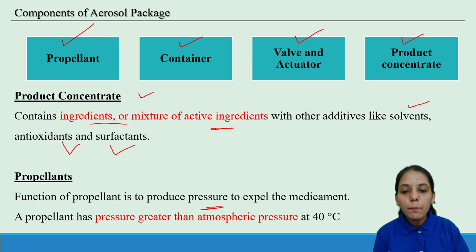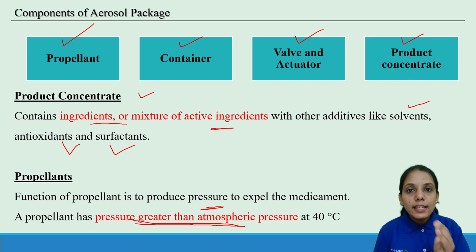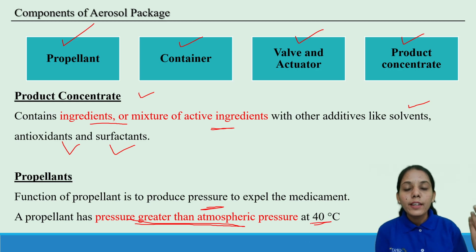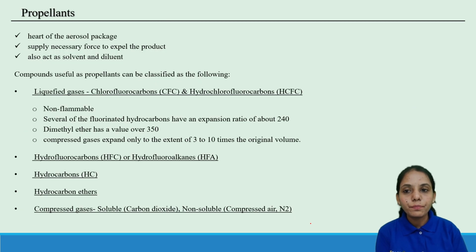A propellant has a pressure greater than atmospheric pressure. Very important, remember, propellant, since it is inside the container, is having higher pressure than the atmospheric pressure at 40 degrees Celsius. They may ask you a question like propellant pressure is greater, lesser or equal to atmospheric pressure. So it is greater than atmospheric pressure.